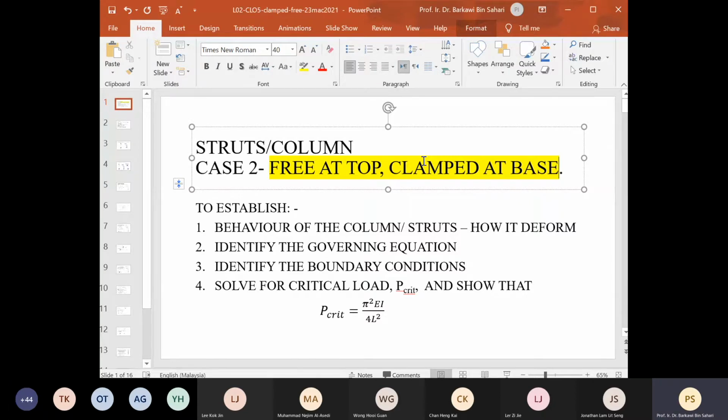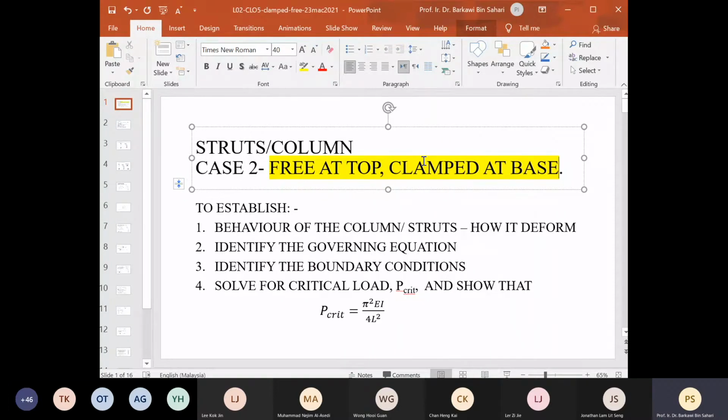And number 4 is to determine the critical load, and we want to establish that the expression for the critical load is equal to pi squared EI over 4L squared. E is Young's modulus of the material that makes up the column. I is the second moment of area of the cross section.